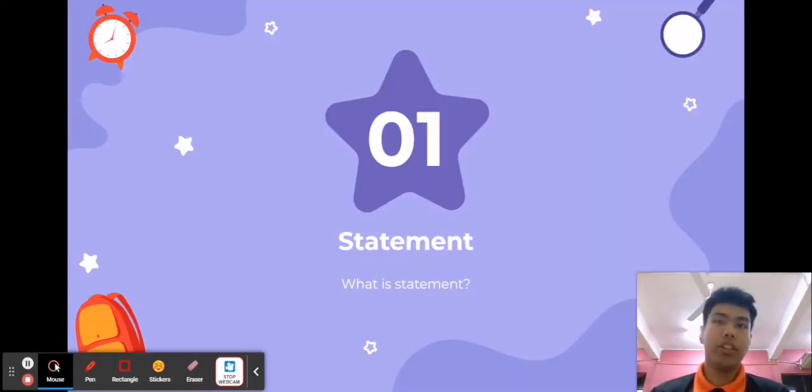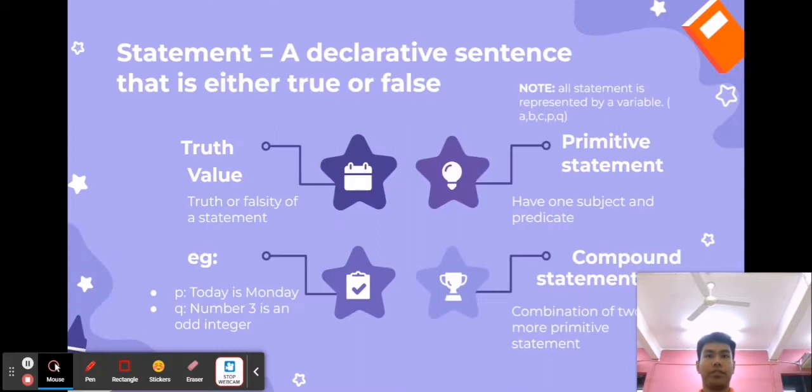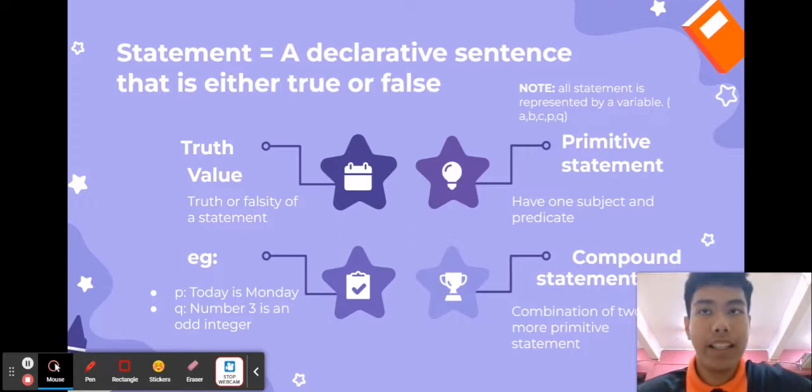Hello everyone. Today I will be presenting about statement, truth table and negation. So, what is a statement? It's a declarative sentence that is either true or false. Examples of a statement are: today is Monday, and the number 3 is an odd integer.